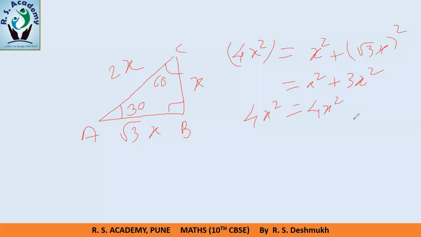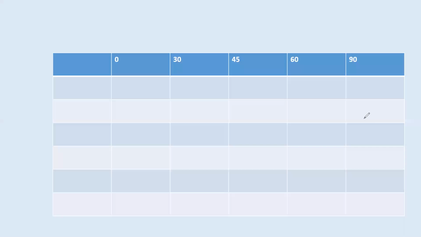So always keep in mind, in case of a 30-60-90 triangle, if we consider the side opposite to 30 degrees as x, the hypotenuse is twice that of the side opposite to 30 degrees, and the side opposite to 60 degrees is root 3 times the side opposite to 30 degrees. So one side is x, the second one is root 3 x, and the hypotenuse becomes 2x.